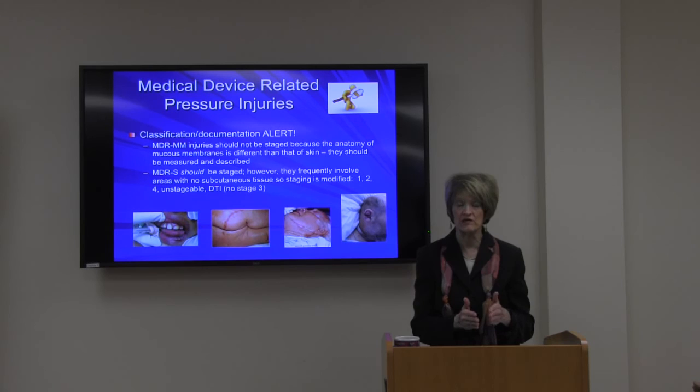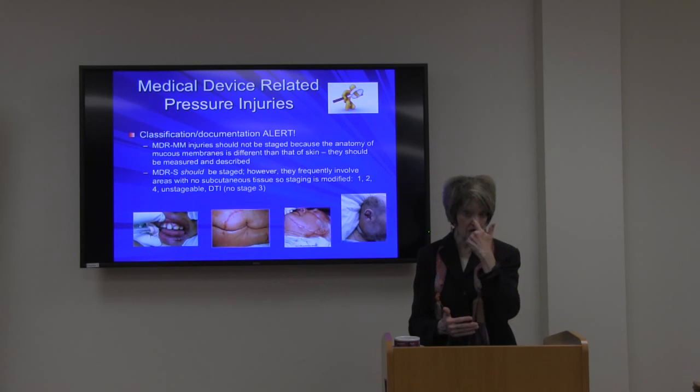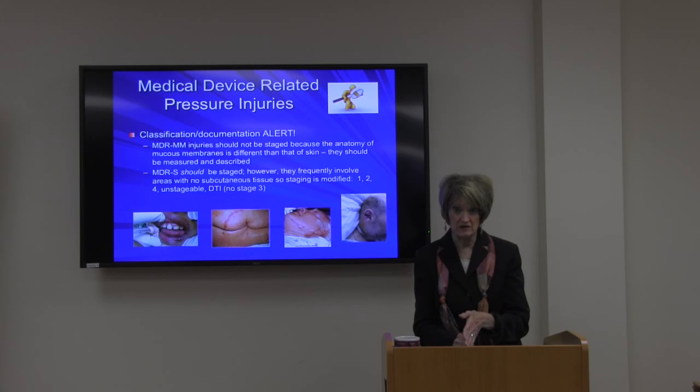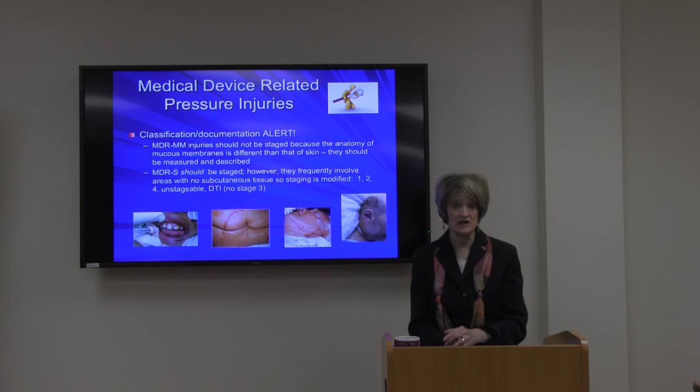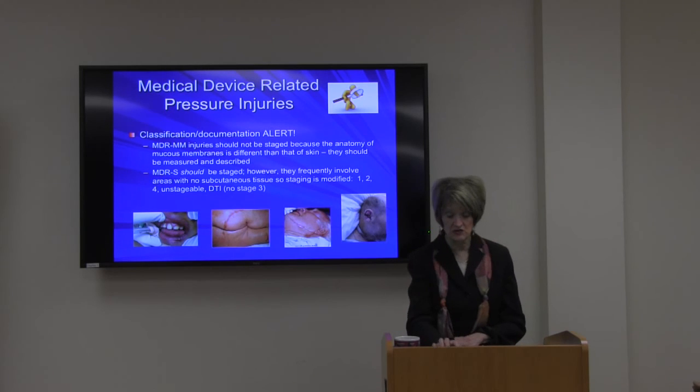However, you have to be aware that many of your medical device-related pressure injuries occur in areas where there is no subcutaneous tissue, over the bridge of the nose, the pinna of the ear. So in that case, the staging would be modified. You could have a stage 1 MDRPI, a stage 2. You would not have a stage 3. You could have a stage 4, meaning it extends to the cartilage or muscle. And it could be unstageable, meaning it's covered with necrotic tissue. So staging for skin injuries, but modified.